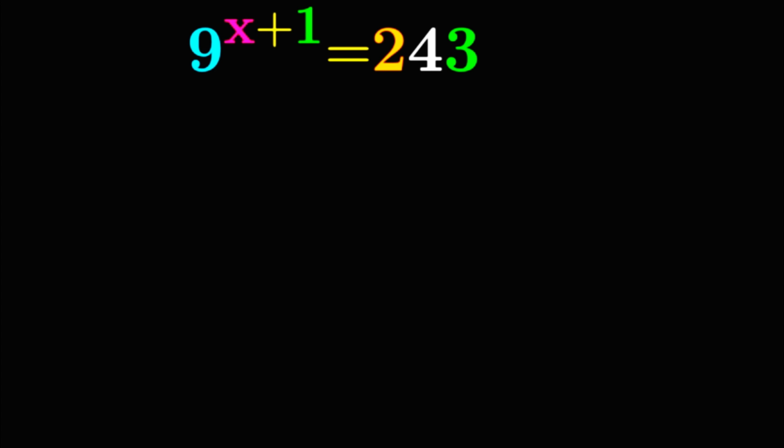Hello, let us find x. So we have 9 raised to power x plus 1 is equal to 243. So the first thing is just to write both sides of this equation to a common base.